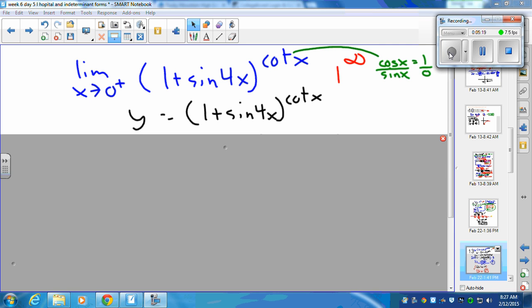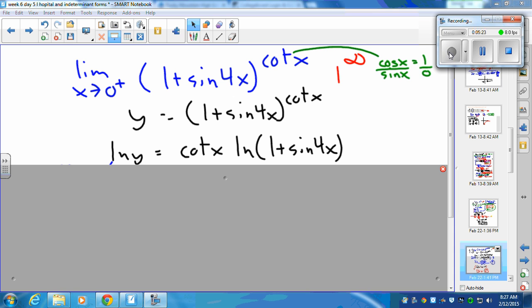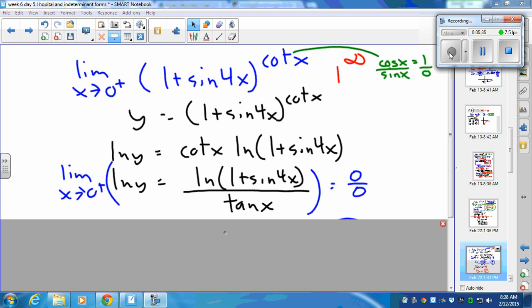Okay, so I called the main thing y, and I need to ln it. So when I ln, that falls down. And you're going to want to make that a fraction. That would mean you'd have the ln on top, and you'd have 1 over cotangent on bottom, which is kind of nice that that actually becomes tangent.